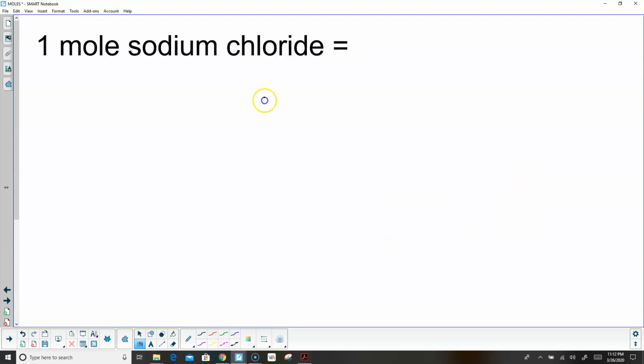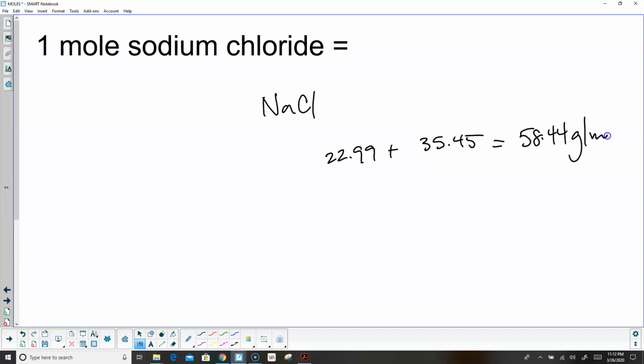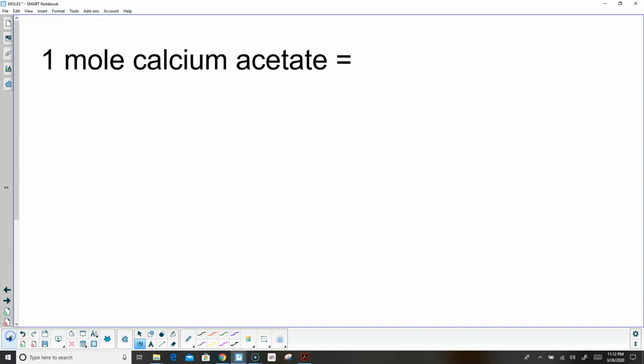Sodium chloride, same thing. You need to write sodium and chlorine. Sodium is 22.99, chlorine is 35.45. If I sum those up, it should be 58.44 grams per mole. Easy stuff. One more and we'll call it good.